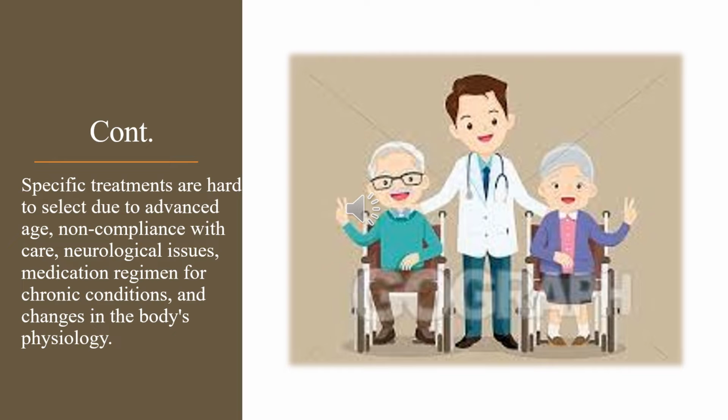Specific treatments are hard to select due to advanced age, non-compliance with care, neurological issues, medication regimen for chronic conditions, and changes in the body's physiological structure. Advanced age is related to the frailness of the bone, the thinness of the skin, and non-compliance with care. Older adults are more likely to delay treatment. They would rather spend 2 days at home or wait for their primary care provider before coming into the emergency room.